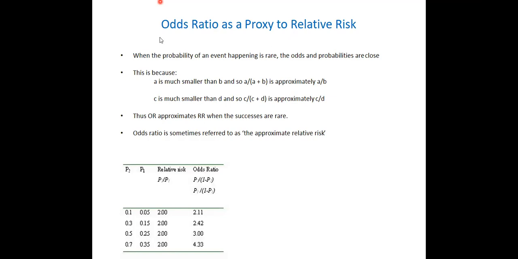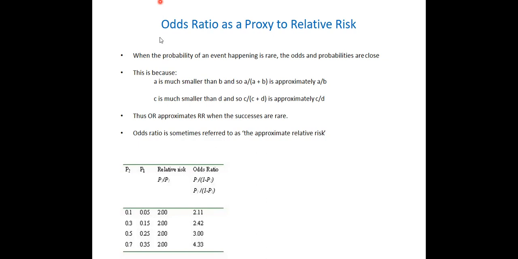What I mean, we have already said that when you cannot calculate the risk, you calculate the odds ratio. That type of study, before you do your study, the disease has occurred. That's where you calculate the odds ratio. But at the beginning of your study, if the event has not occurred, you calculate relative risk. When the probability of an event is rare, the odds and probability are close.